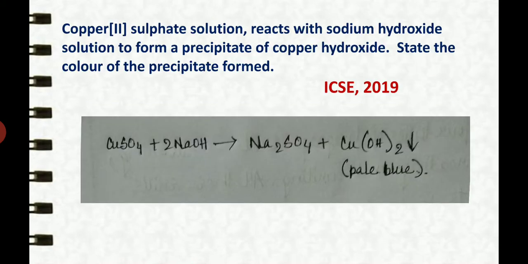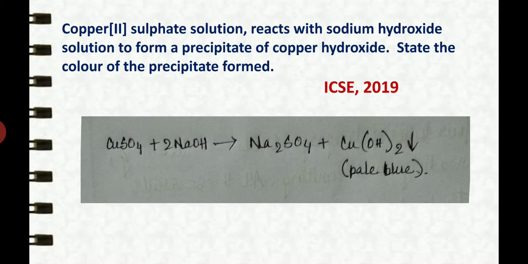Next question is also from 2019 ICSE. Copper sulfate solution, that is copper 2 sulfate solution, reacts with sodium hydroxide solution to form a precipitate of copper hydroxide. State the color of the precipitate formed. So here it has already been told that copper sulfate is reacting with sodium hydroxide solution and it forms a precipitate of copper hydroxide. You have just to say the color of this precipitate. Now the color of this precipitate is pale blue.